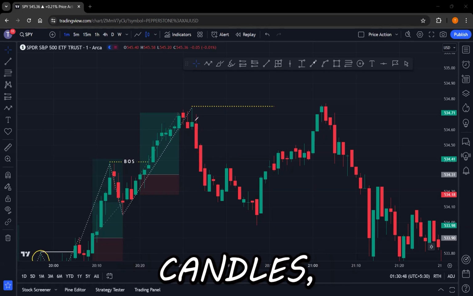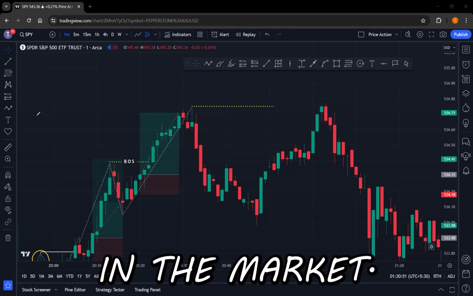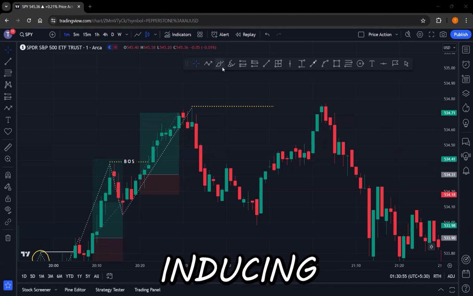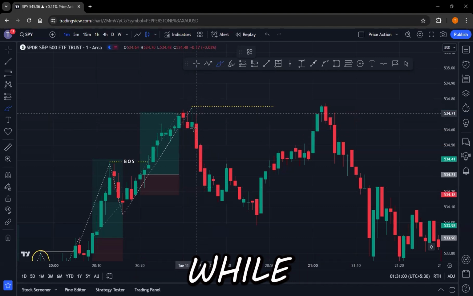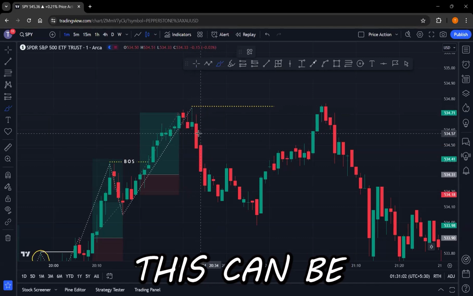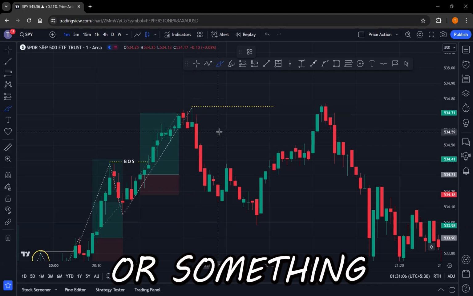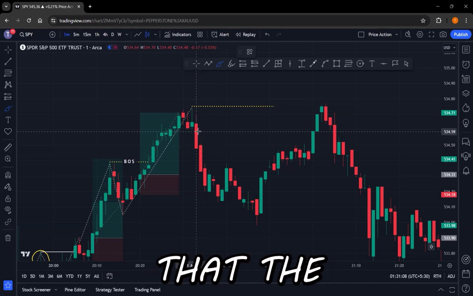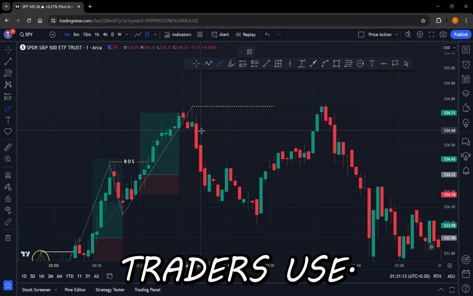Look at the size of these candles. You can see this is a huge strength in the sellers in the market, and it is also inducing various retail traders to sell. While this move is happening, this can be regarded as three black crows, which is an indication that the price really wants to go towards the downside. So this is a kind of pattern that many traders use.